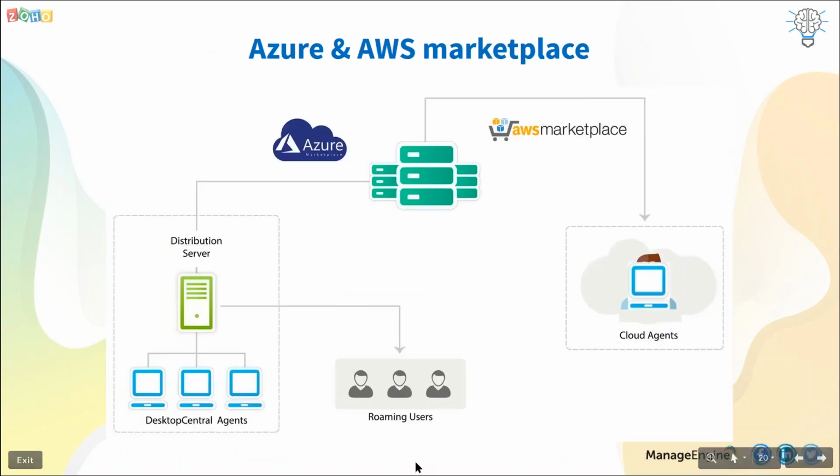Desktop Central is also available in the AWS and Azure Marketplace. In case you are looking to host Desktop Central in any one of the cloud servers, you can use AWS or Azure for it. We are also working towards offering Desktop Central as a cloud solution soon. So Desktop Central will be available in Zoho Cloud as well.